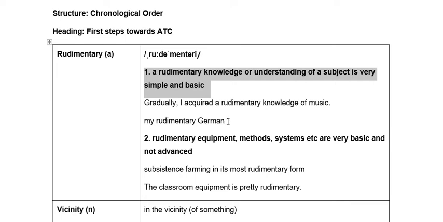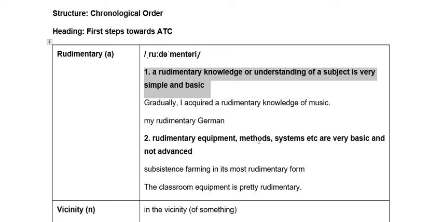So when you talk about your knowledge of a specific aspect, you can say my knowledge of that aspect is very rudimentary. For example, I speak English, but I also speak a little of another language. So I can say maybe my Thai is actually very rudimentary. I can only speak basic phrases, for example. And the word rudimentary in this paragraph is actually used in the second meaning.